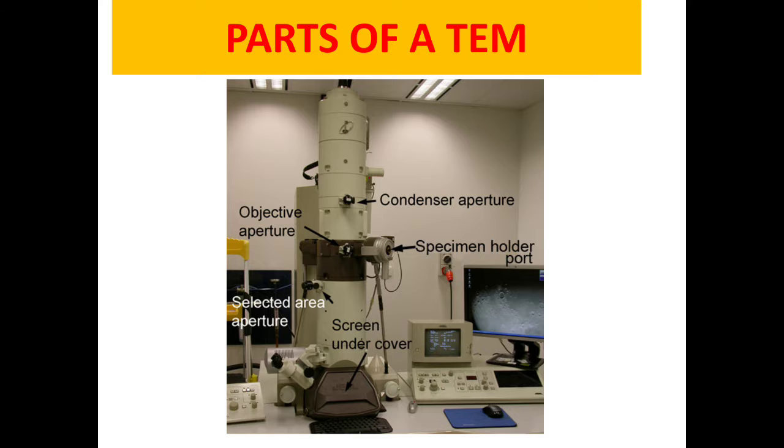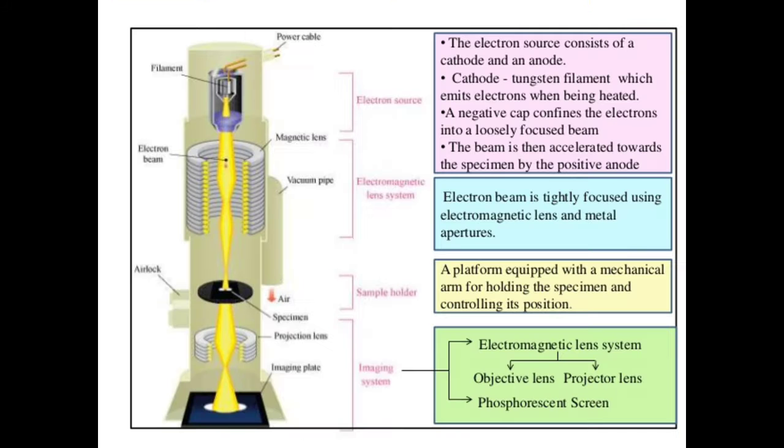And we can see the parts of a TEM. They are condenser aperture, objective aperture, specimen hold port, selected area aperture, screen under cover. This is the cross-sectional view of a TEM. In this, there are four important parts.